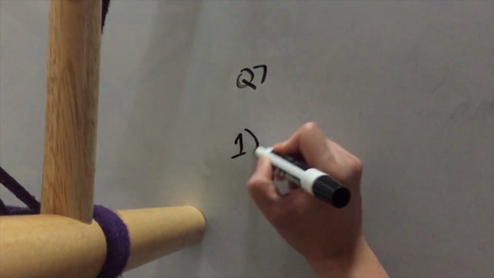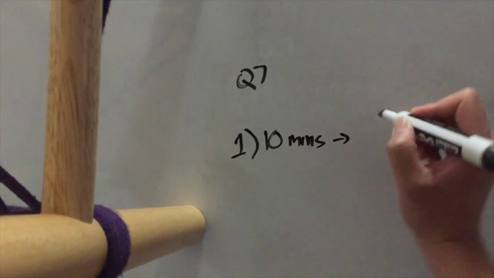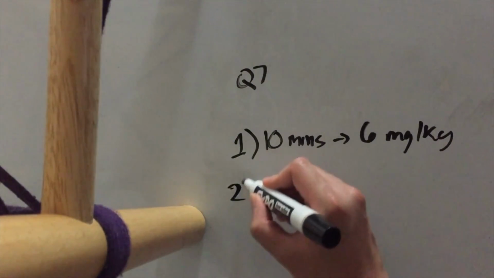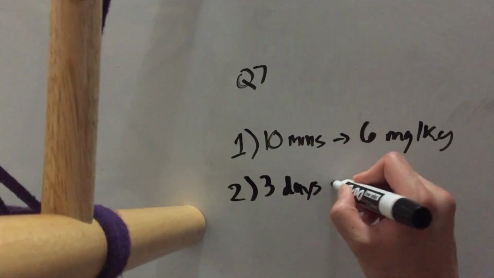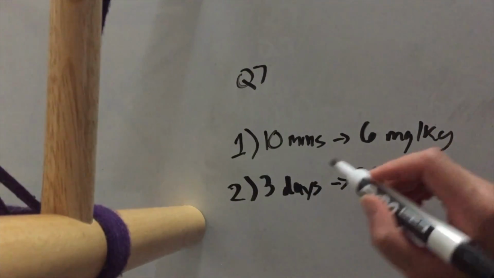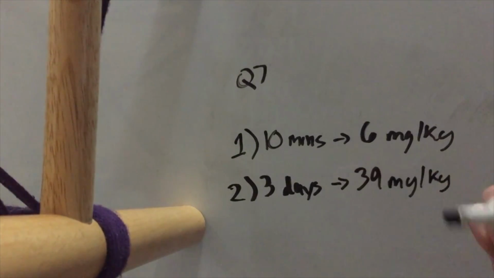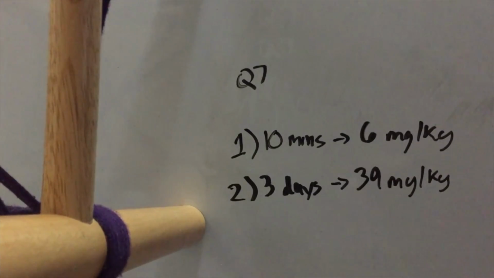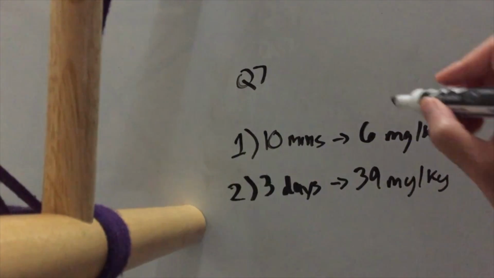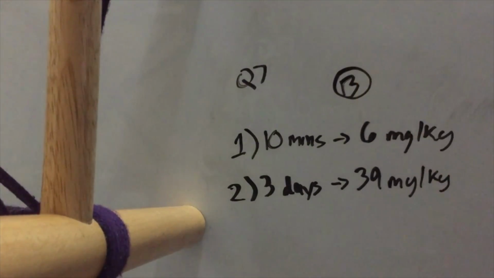In trial 1, the reaction time was 10 minutes, and this led to a CNF value of 6 milligrams per kilogram. Trial 2 had a reaction time of 3 days, and this corresponds to a CNF value of 39 milligrams per kilogram. Because the reaction time of 2 days is in between 10 minutes and 3 days, we can conclude that the CNF value is most likely going to fall in between the two values of the CNF that correspond to these two reaction times. So in other words, the CNF value is most likely going to be in between 6 milligrams per kilogram and 39 milligrams per kilogram, leading us to conclude that answer choice B is the correct answer for this question.